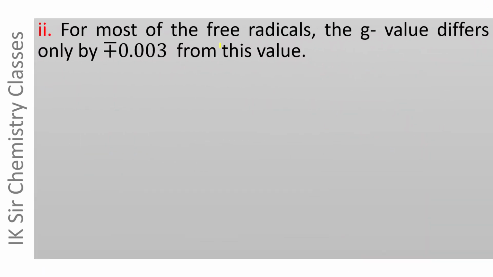For most of the free radicals, the g value differs only by plus minus 0.003 from this value. There is only slight deviation of g value for most of the free radicals from 2.0023.